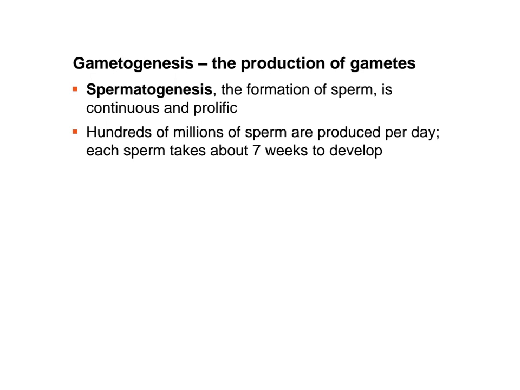Gametogenesis is the production of gametes. Spermatogenesis is the formation of sperm, which is continuous and prolific in humans. Hundreds of millions of sperm are produced each day. Each sperm takes about 7 weeks to develop.